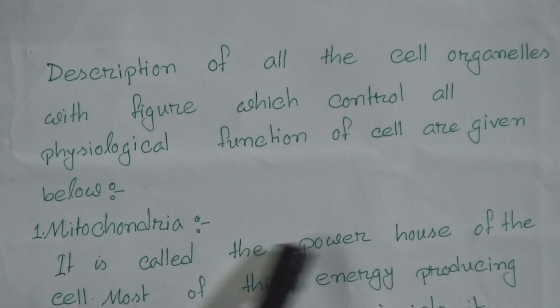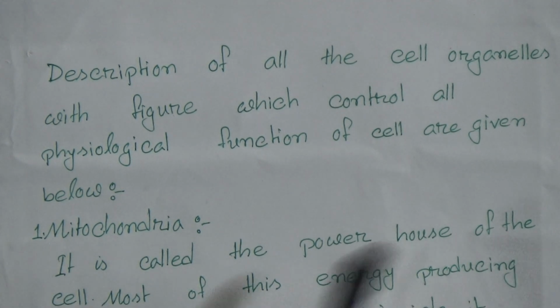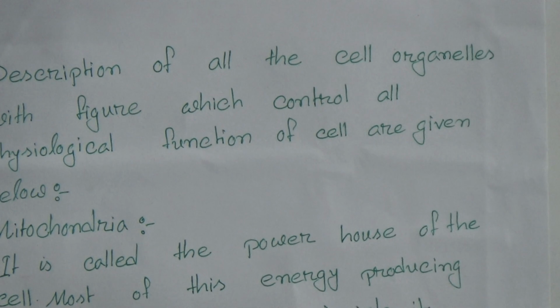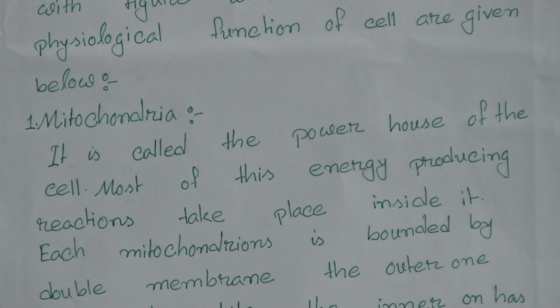Mitochondria is called the powerhouse of the cell. Most of the energy producing reactions take place inside it. Each mitochondria is bounded by a double membrane. The outer one is smooth while the inner one has many foldings toward the cavity of the mitochondria. You see here the figure of a mitochondria. There are two membranes.